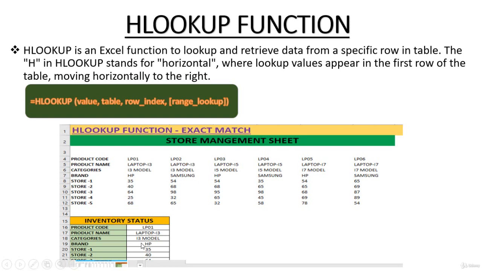So if you want to retrieve data based on this chart, we can use the Hlookup function. If I enter the product code, it will show the product name, category, brand, and how many laptops are available in store 1, store 2, store 3, store 4, store 5. We can use the Hlookup function. We will see the example in the practical section.